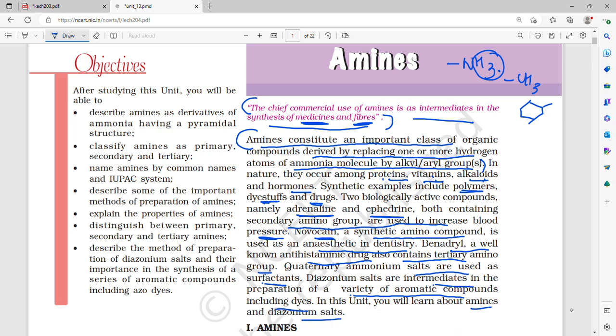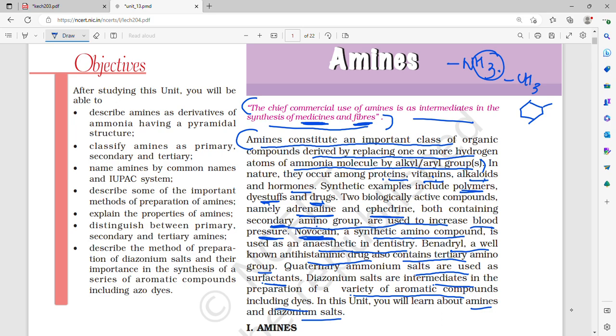What are the synthetic examples of amines? Synthetic examples of amines include polymers, dyestuff and drugs. Two biologically active compounds, adrenaline and epinephrine, both contain a secondary amino group and both are used to increase blood pressure.